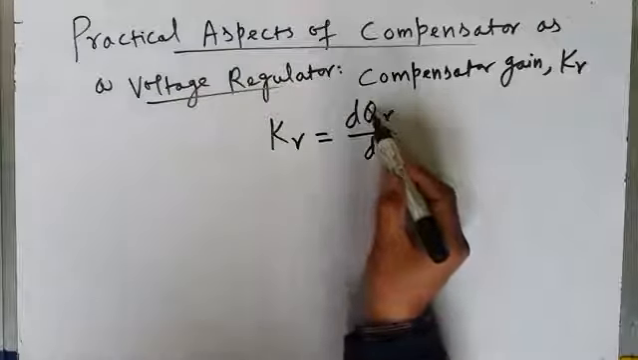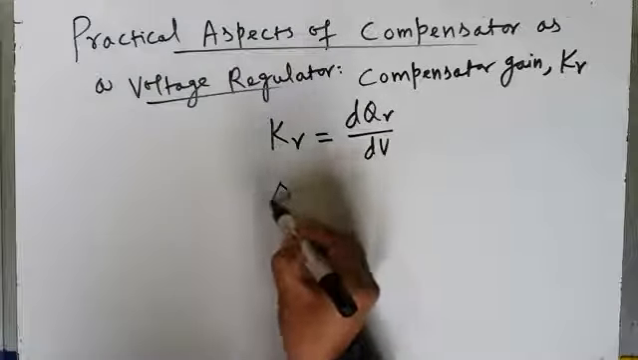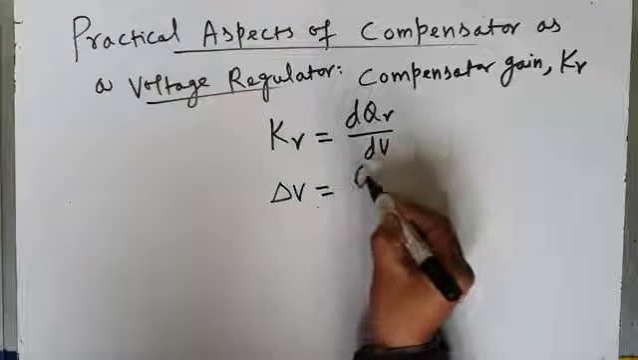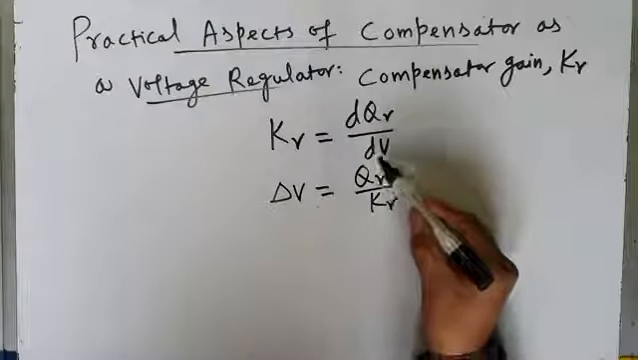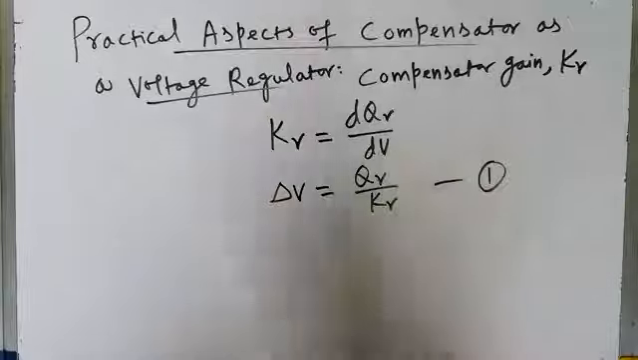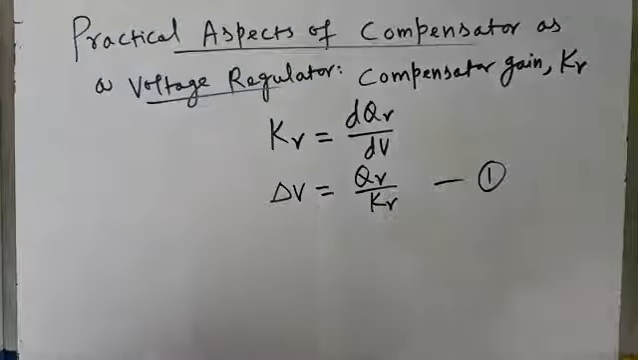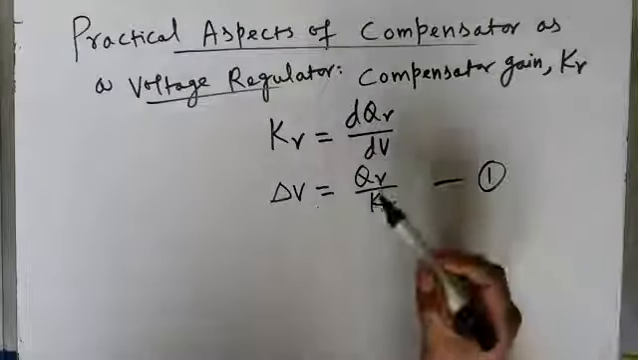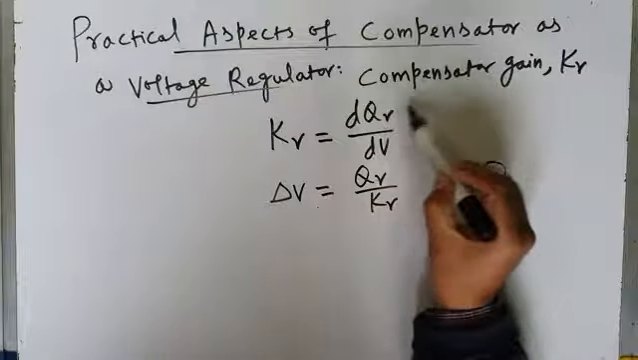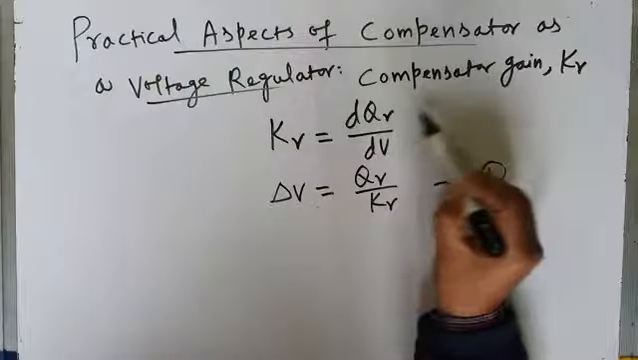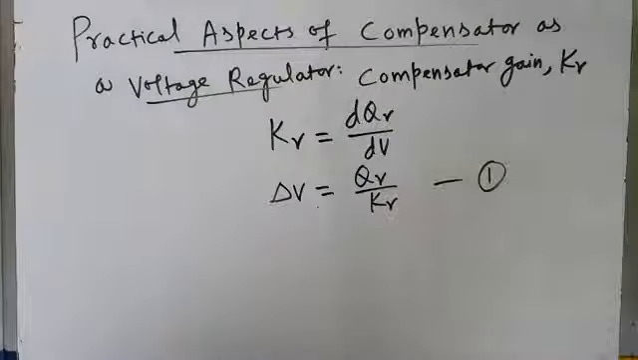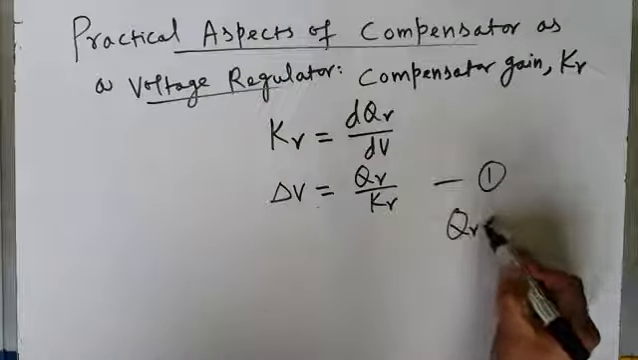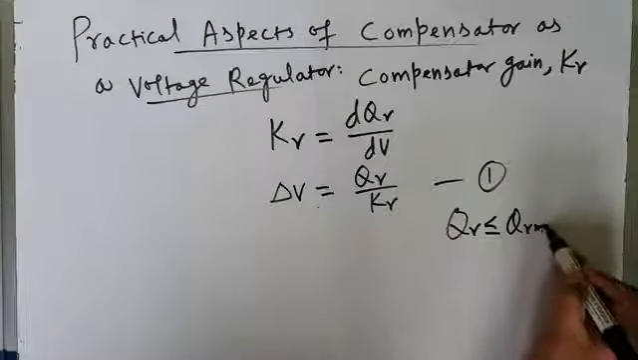So I can also write, if I represent it by delta V, it is Q gamma by K gamma. In terms of injected reactive power, it is Q gamma by K gamma. Let me call this equation 1. Now let us assume that compensator characteristics are linear. That means with change in the voltage, the injected reactive power also changes linearly. Okay, let us assume a linear relationship between Q gamma and V, and with the assumption that the injected reactive power is less than or equal to the Q gamma max limit.